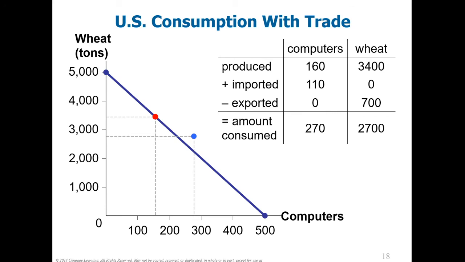If you remember, we were at 250 and 2,500. Now look where we are. The point is outside the curve. We are able to get more by trading. We're pushing our PPC curve outwards because of trade. Okay, so it worked for the U.S. They benefited. Let's look at what happens with the Japanese.